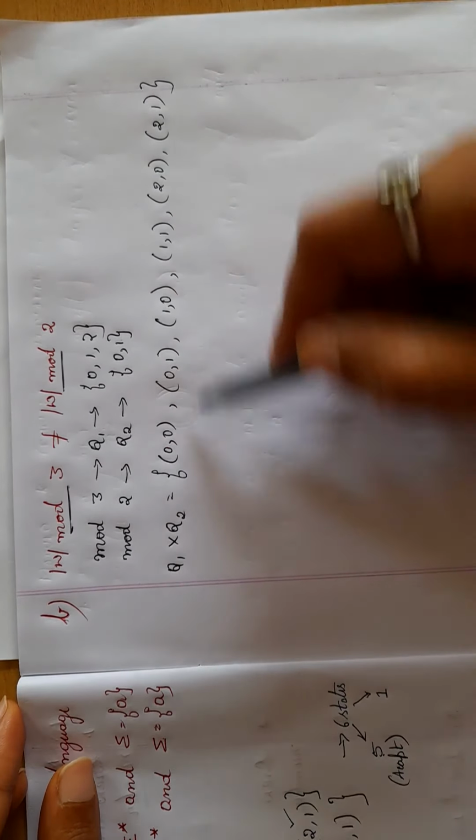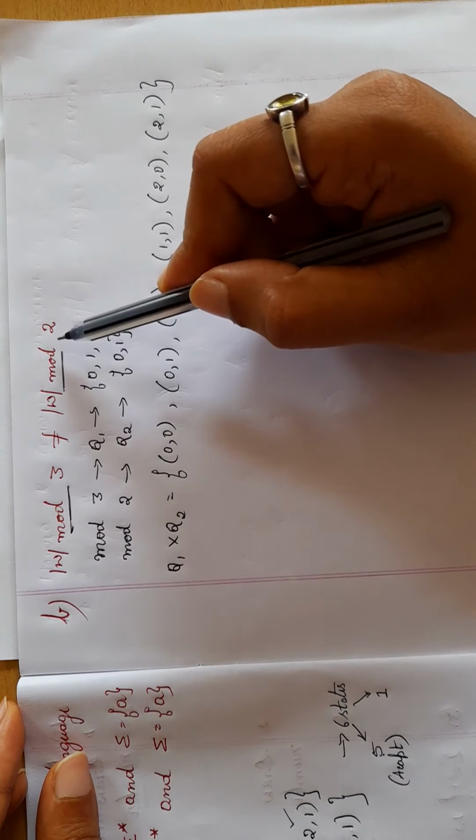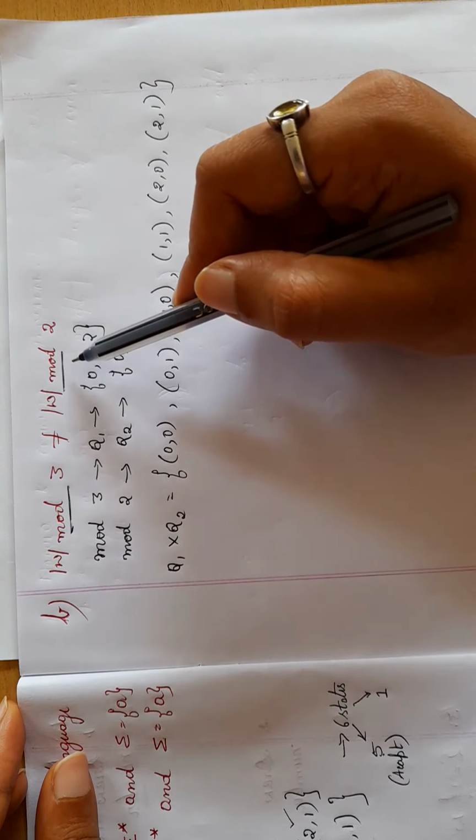So what are the accepting states here? Mod 3 not equal to mod 2. So what about this? 0 is equal to 0, so this is not accepted. 0 is not equal to 1, true. 1 is not equal to 0, true. 1 is equal to 1, so this is not accepted. 2 is not equal to 0 and 2 is not equal to 1. So here 4 are accepting states.